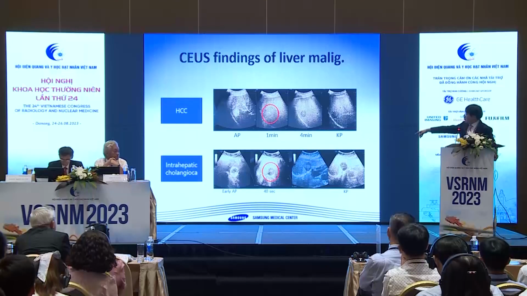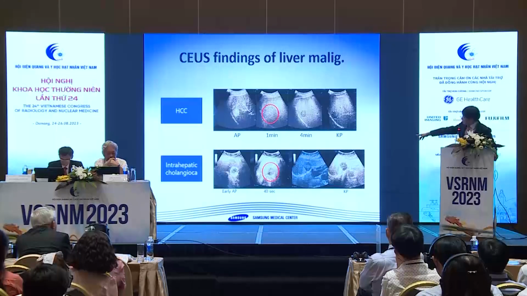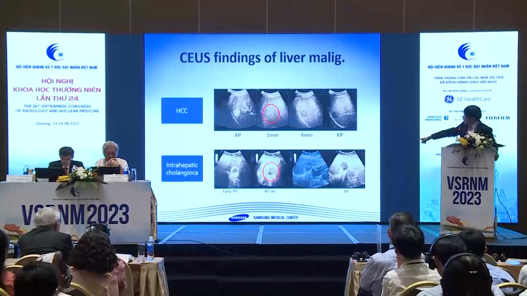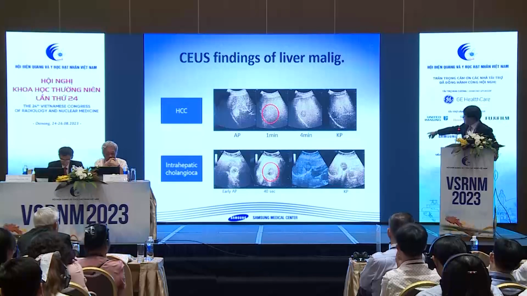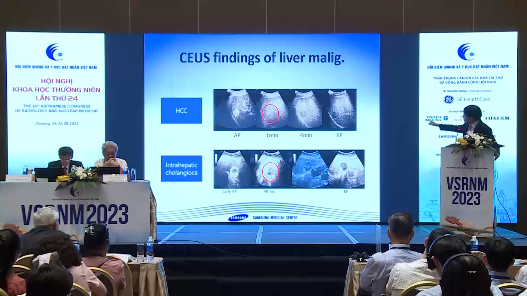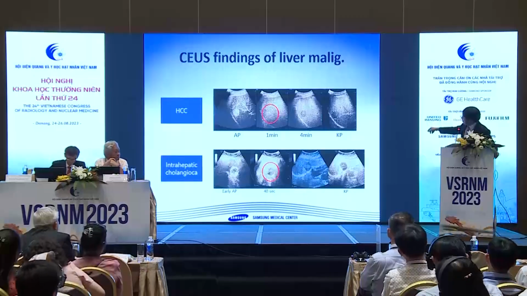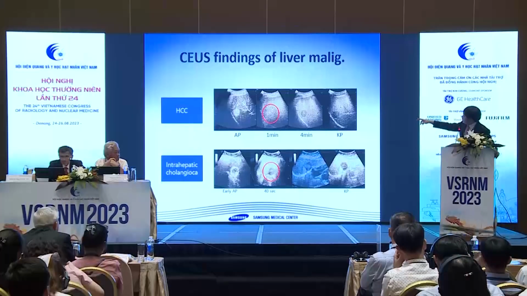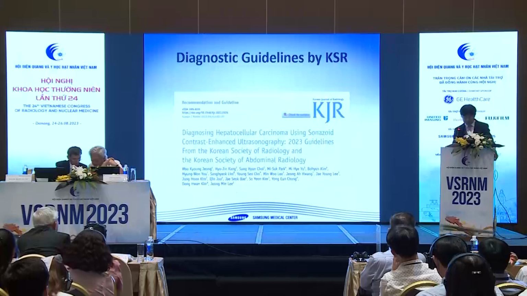In contrast, intrahepatic cholangiocarcinoma shows a rim-like enhancement and a very early washout at 40 seconds, and the Kupffer phase shows a very clear defect on the mass. So actually the Kupffer phase cannot differentiate the two tumors, but the vascular phase, the 1 and 2 minute delayed images, can differentiate the two tumors.